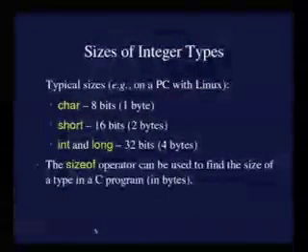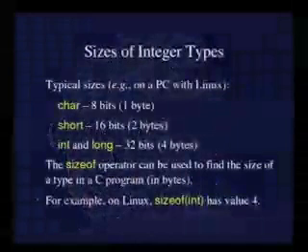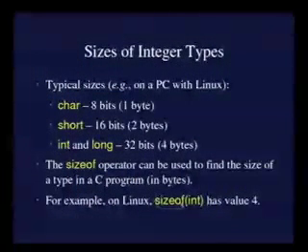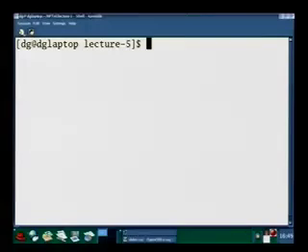Now, since the sizes of these types can vary from system to system, there is a way for C programs to find out the size of a given type within the program itself, and that is done using the sizeof operator in C. So if, for example, I use the expression sizeof int, then this will have the value 4 on a PC running Linux. So let me illustrate this with a small program.